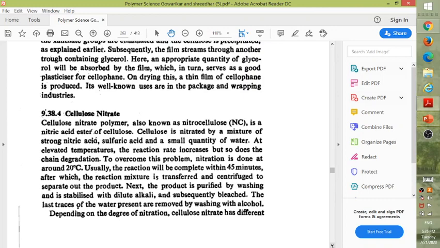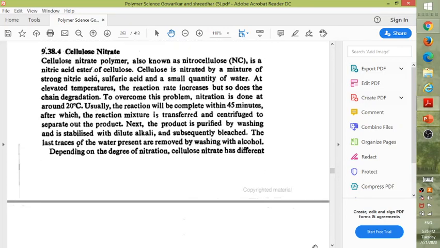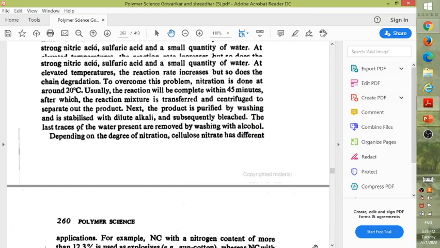So to overcome this problem, nitration is done at around 20 degrees Celsius. Means the temperature is not increased that much. Usually the reaction will be completed within 45 minutes, after which the reaction mixture is transferred and centrifuged to separate out the product. Next, the product is purified by washing and is stabilized by dilute alkali and subsequently bleached. The last traces of water present are removed by washing with alcohol. Depending on degree of nitration, cellulose nitrate has different applications.